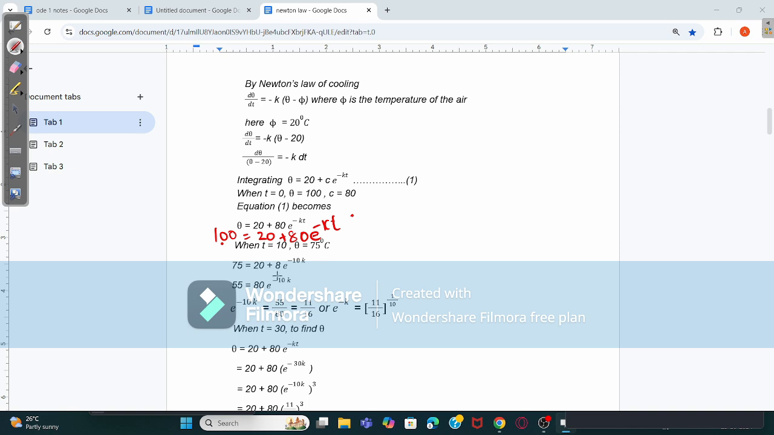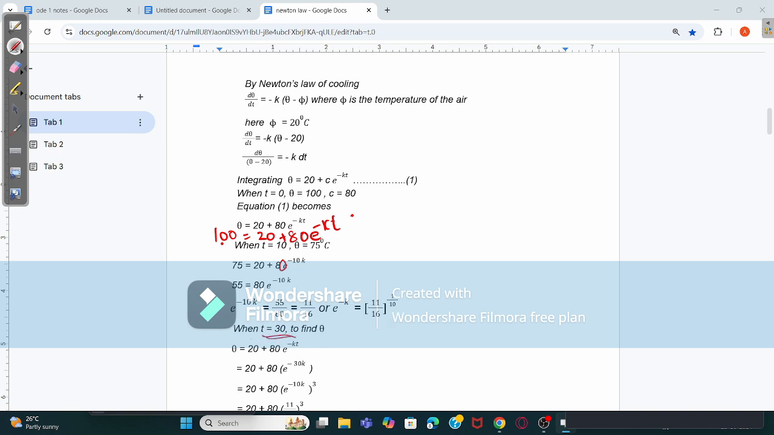So 75 is equal to 20 plus 80 into e power minus 10k. 55 is equal to 80 into e power minus 10k. Here 80 is there. e power minus 10k is equal to 55 by 80, which gives the value 11 by 16, or e power minus k is 11 by 16 whole power 1 by 10.